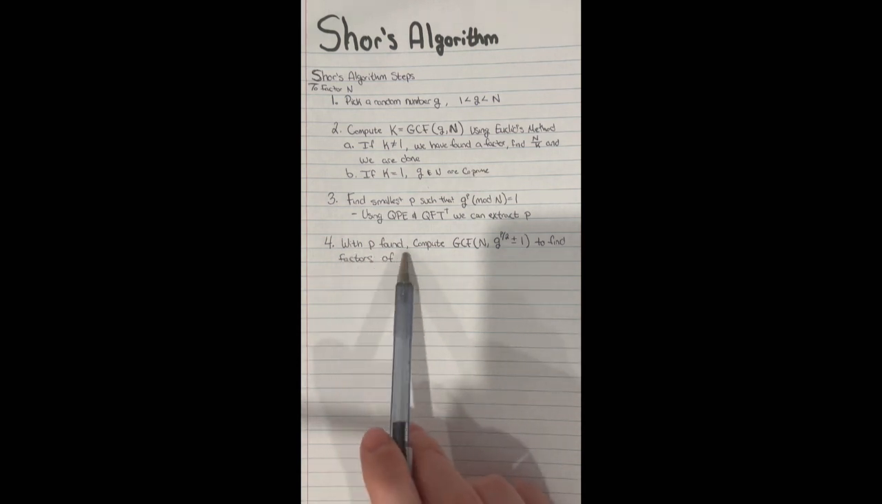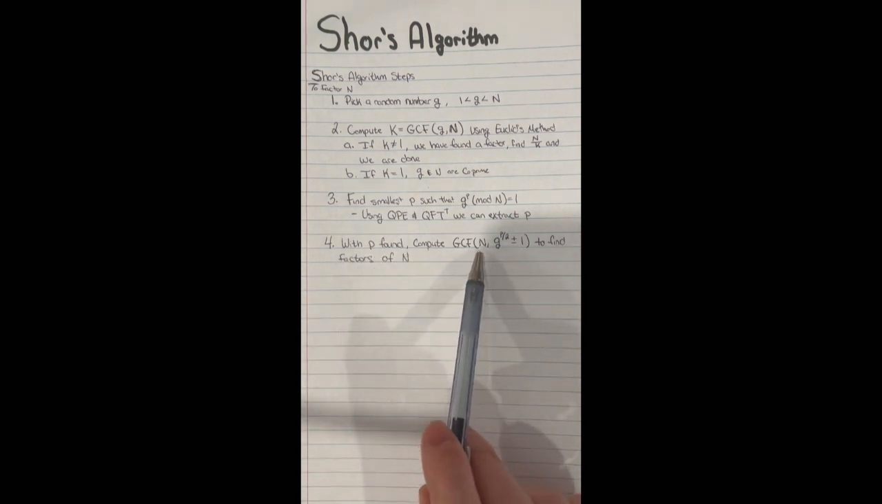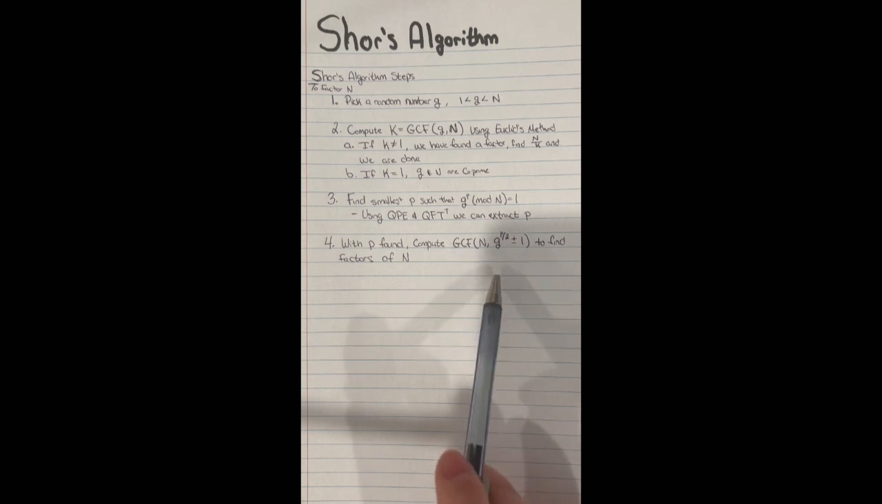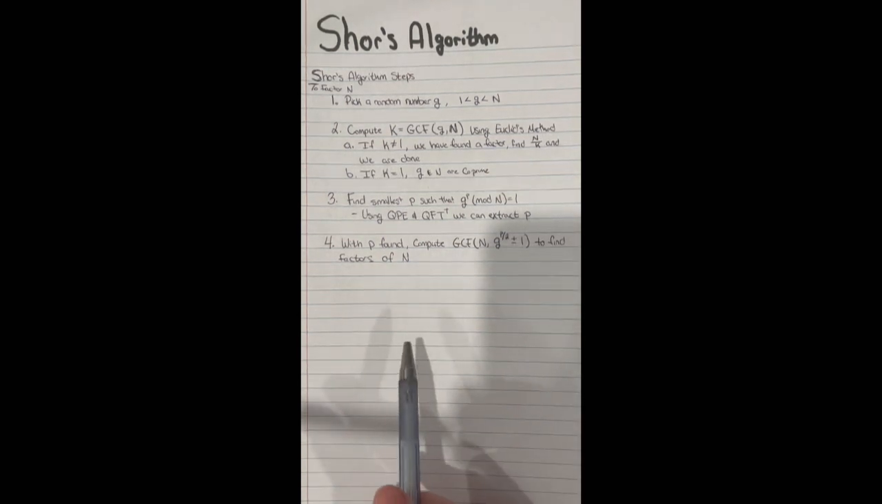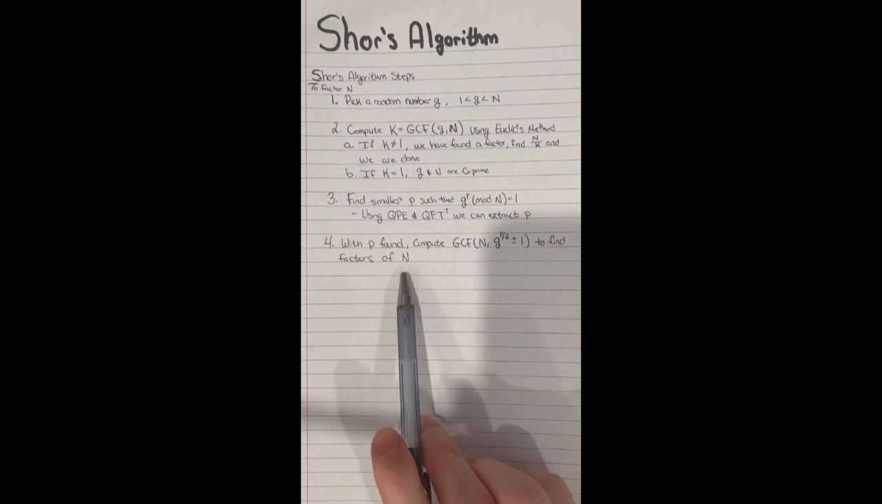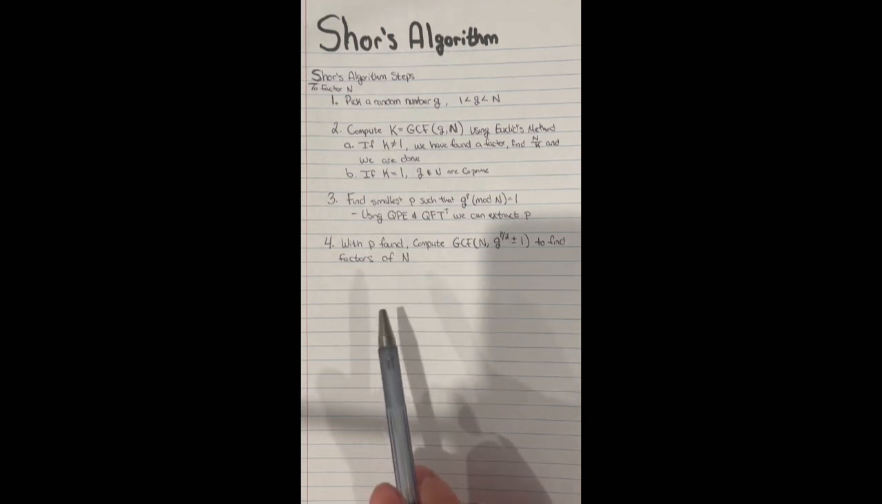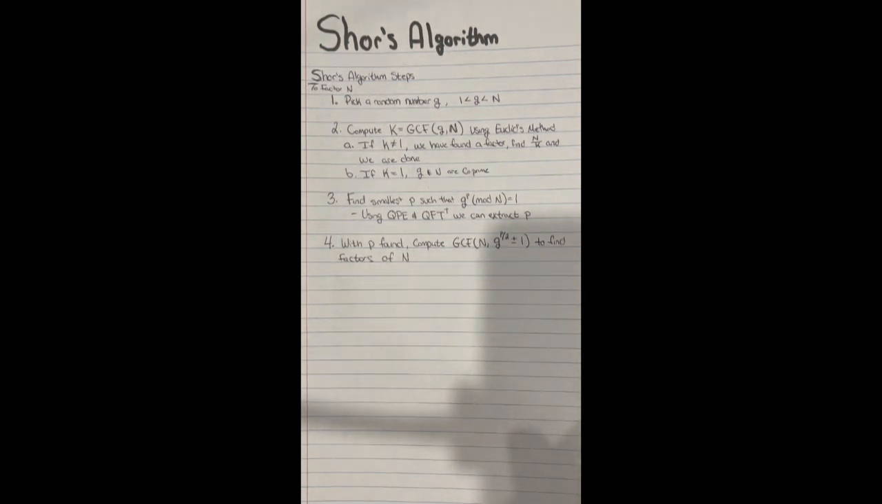And finally, with p found, we can compute the greatest common factor between n and g to the p over 2 plus or minus 1, as we saw earlier. This will guarantee that we find that one of these will give us a common factor of n. And again, with our common factor found of n, we can compute n over the common factor to find the other prime factor, and we have found our prime factors of n.